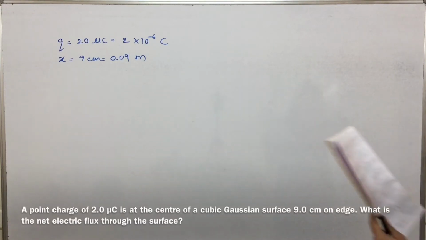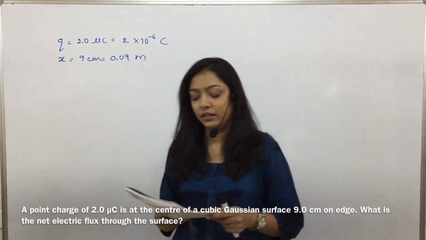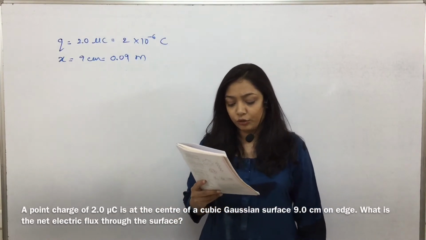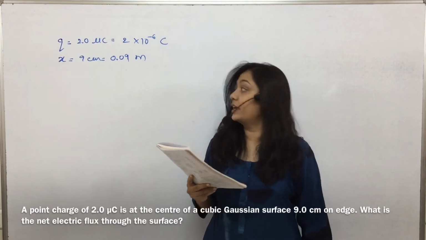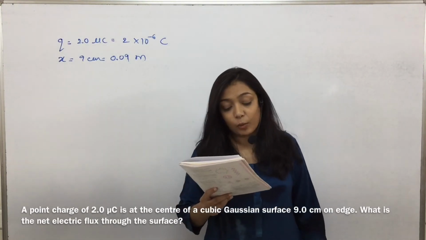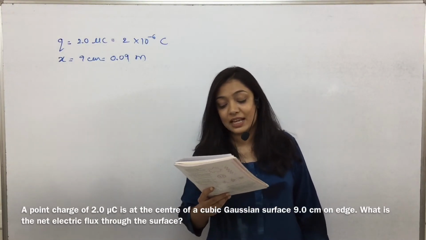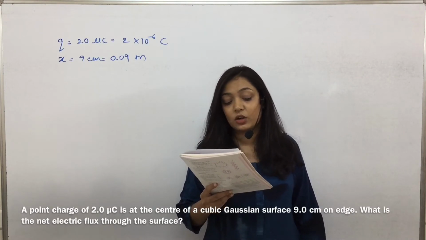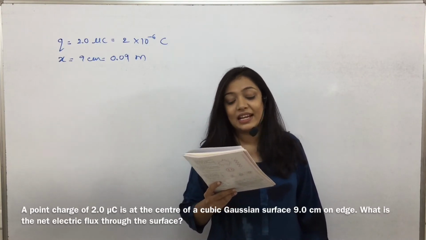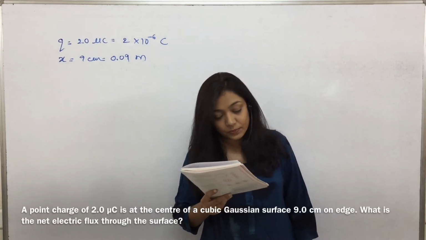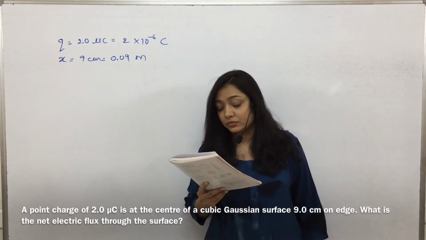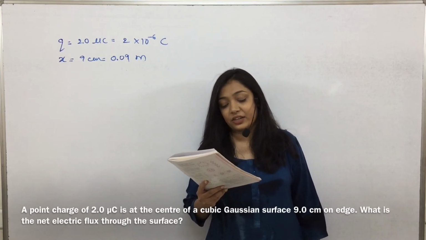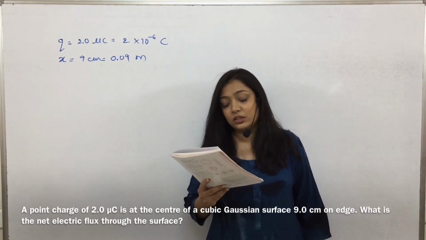Okay, the next question, question number 19. A point charge of 2 microcoulomb is at the center of a cubic Gaussian surface 9 centimeter on edge. Both the data have been written nicely as per the SI. What is the net electric flux through the surface?